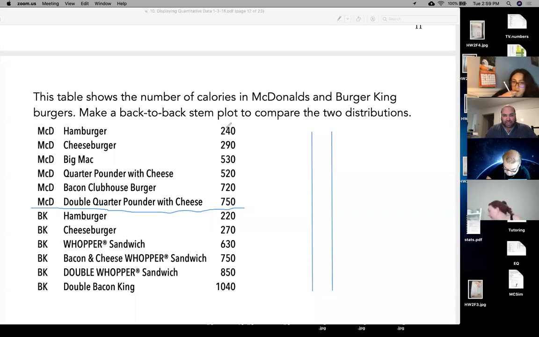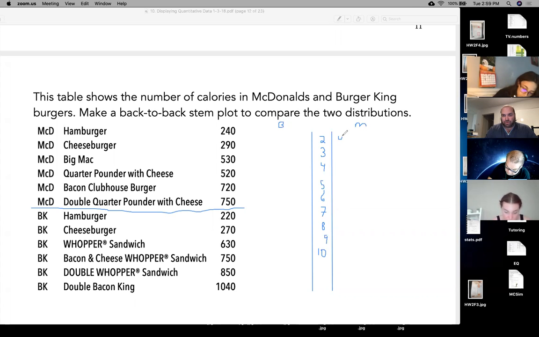So I have a stem of a two, and then I don't need to break it up this time because there's not a lot in each one. So 2, 3, 4, 5, 6, 7, 8, 9, and 10. We'll do McDonald's on the right and we'll do Burger King on the left.